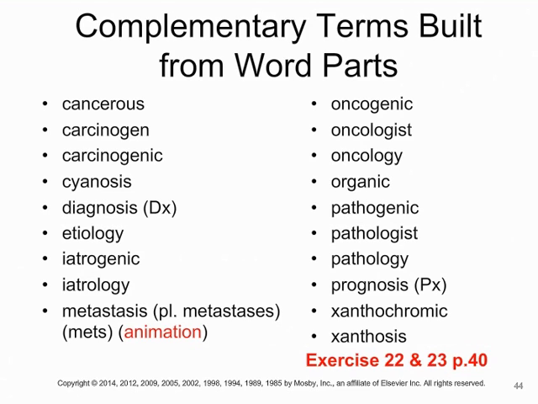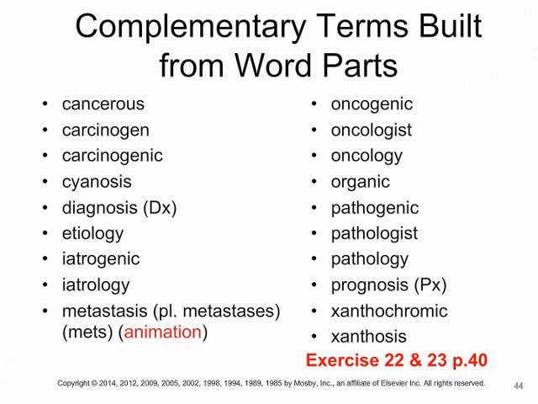For example, xanthrochromatic, IC means pertaining to. Then you go back to the beginning of the word. Xantho means yellow, and chrome means color. So it means pertaining to a yellow color.